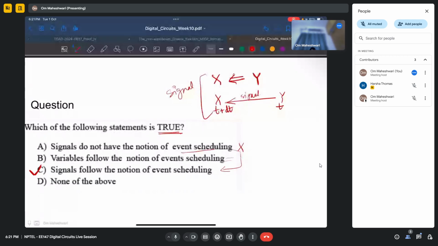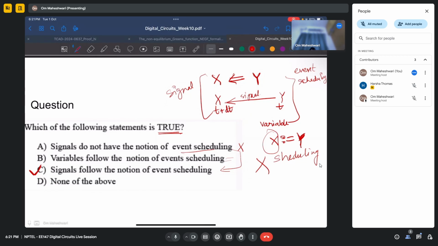There is a variable. A variable is just another name for some other signal. So x is equal to y. This means with no concept of delay or time, y is just another name for x. So there is no scheduling. There is event scheduling in signaling. Is this clear?